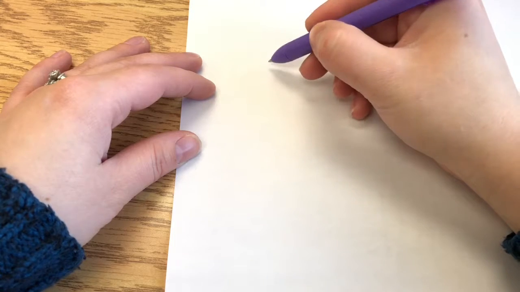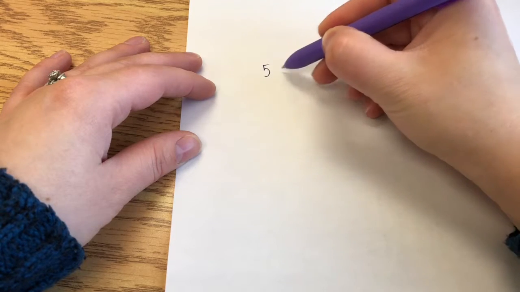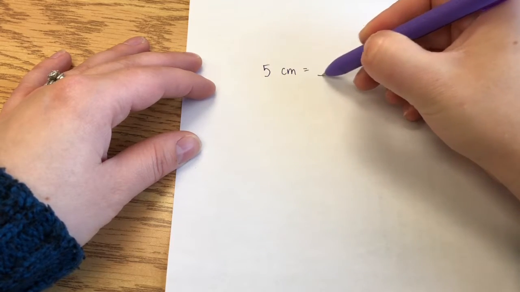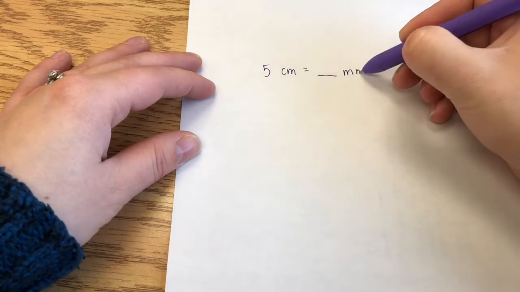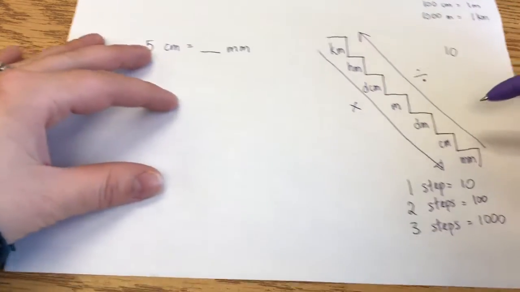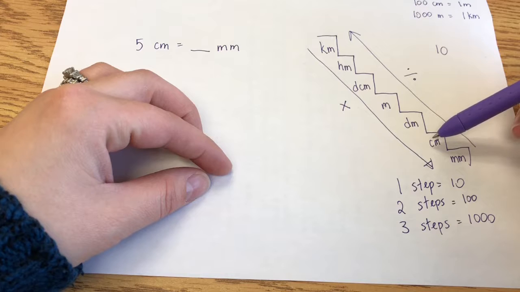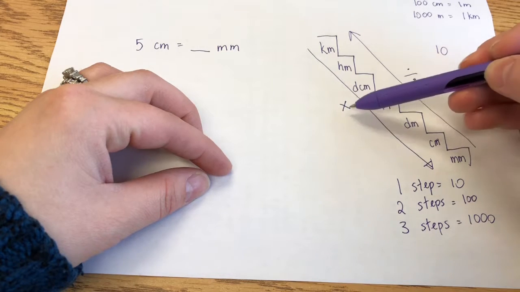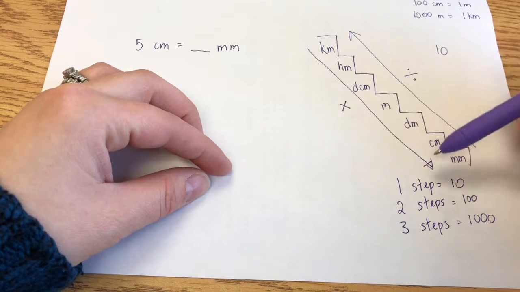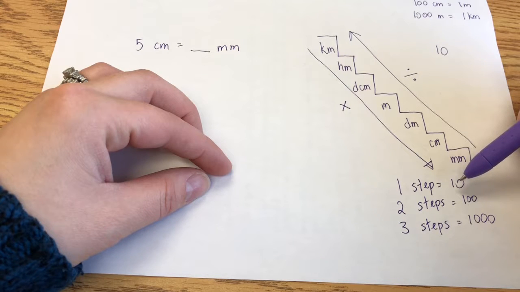So let's say we wanted to figure out how many millimeters is 5 centimeters. Okay, and so here I go back to my staircase. I'm going from centimeters to millimeters, so I'm going to multiply, and I'm going to go down 1 step, so I'm going to multiply by 10.